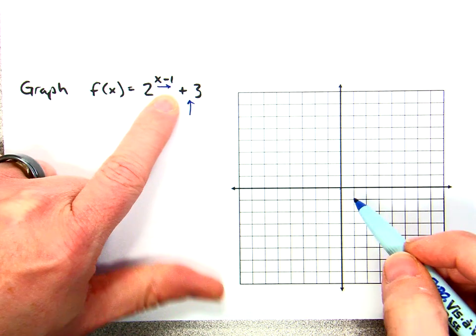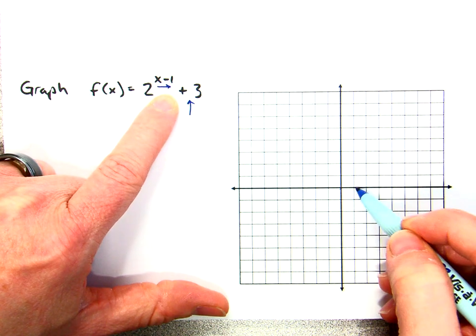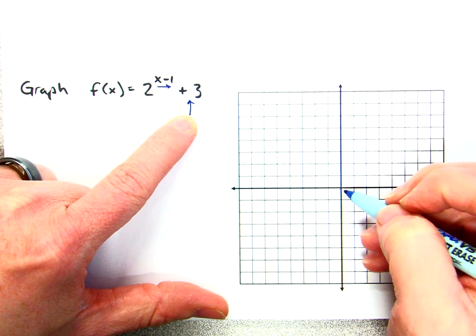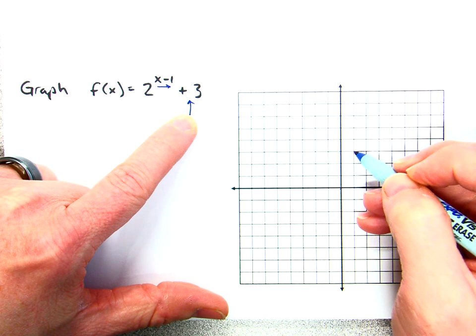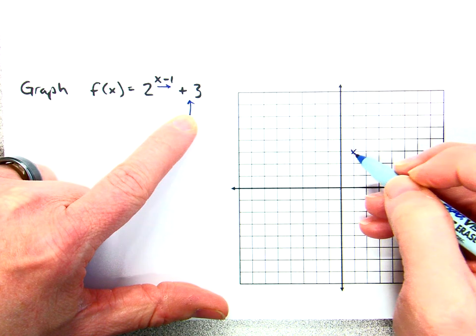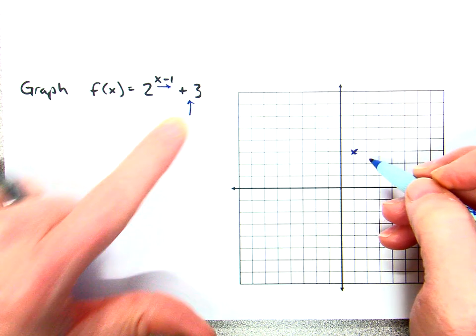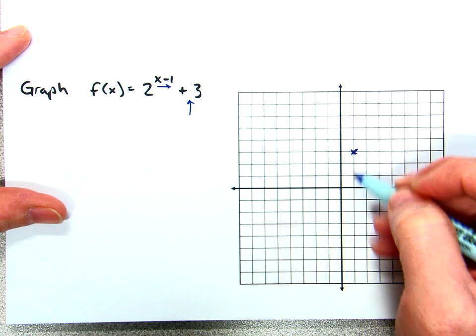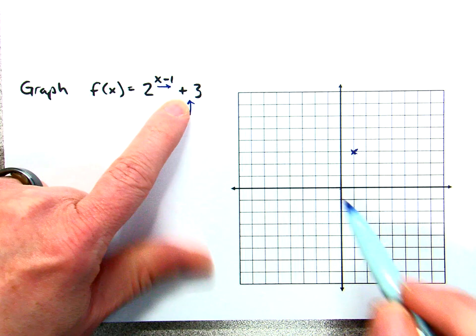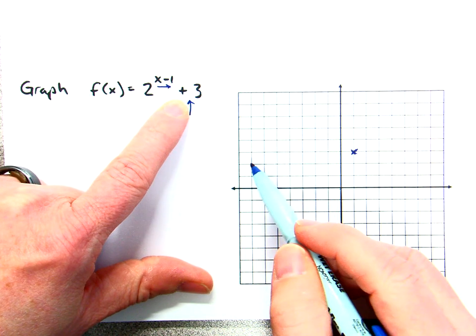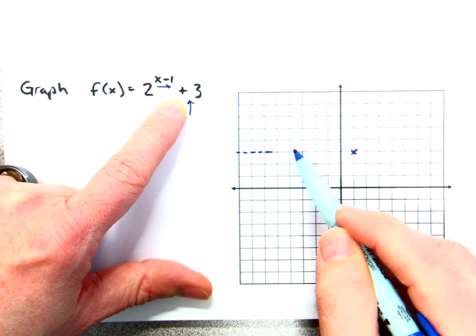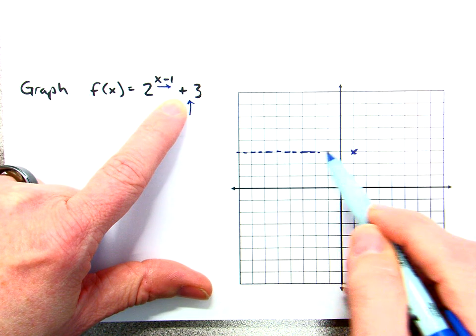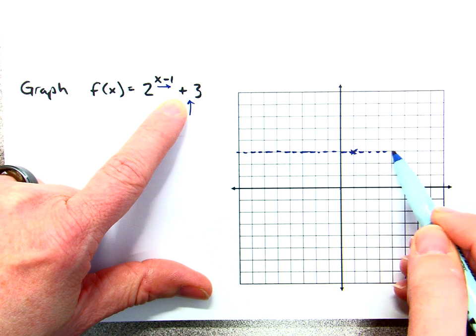I'm going to say that this -1 is going to move the whole graph right 1 and up 3, which means the origin is going to be moved right 1 and up 3. So I'm just going to mark this as my new origin. It's not a point on the graph. My origin moved to a new location. I know that my horizontal asymptote is going to now be at +3. So I will mark that down.